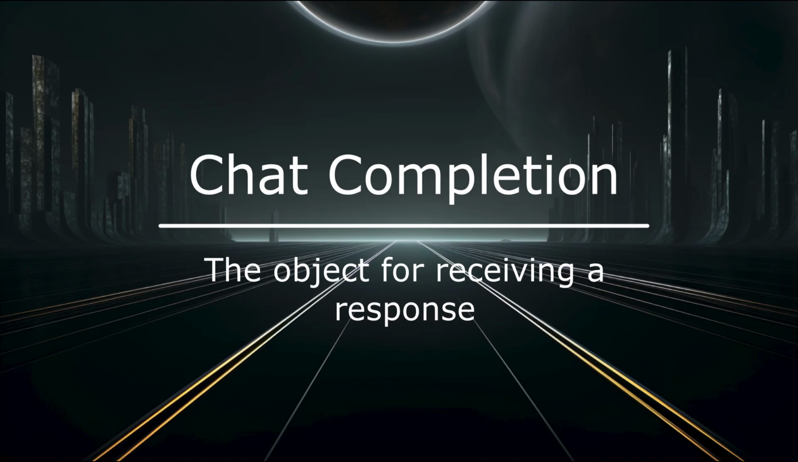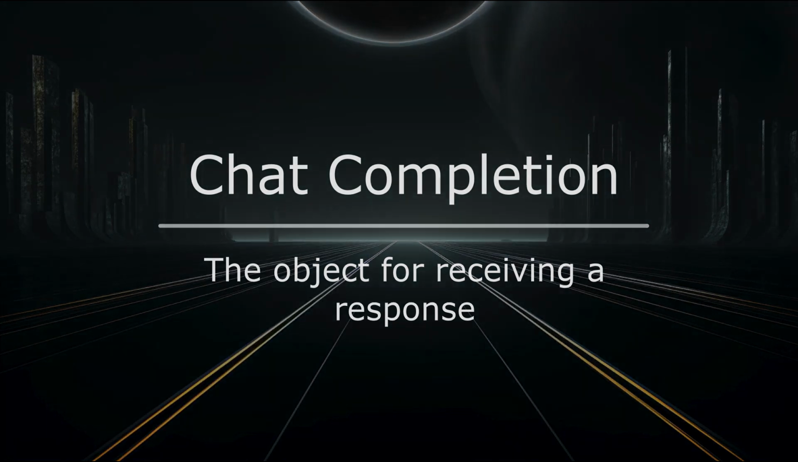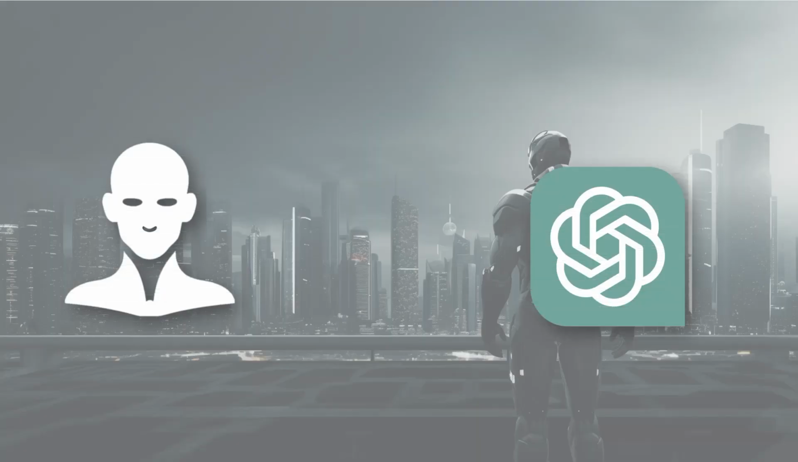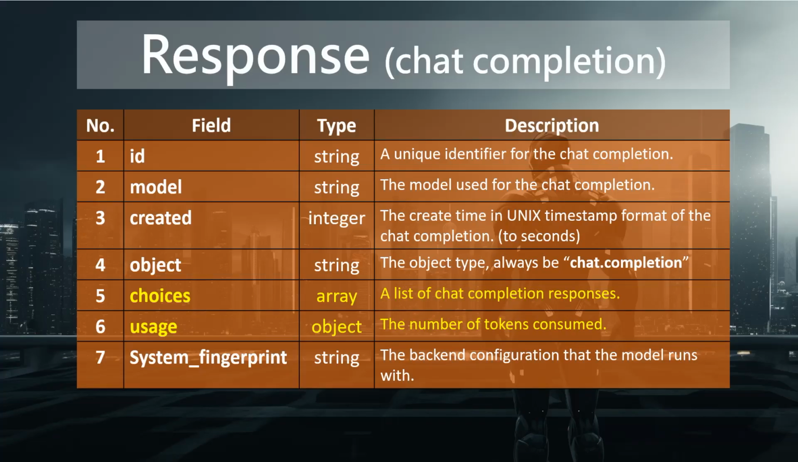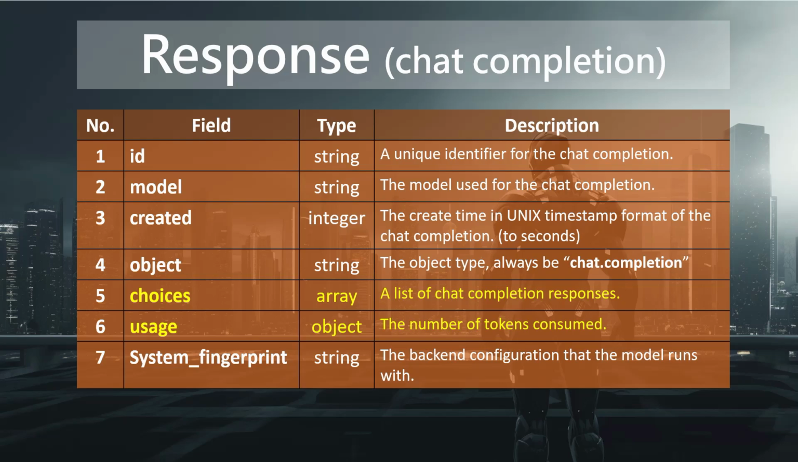Hello everyone. In this video, let's look at what the GPT model returns to us after receiving the request body object. The JSON object returned from the GPT model is called a chat completion. Similar to the request body object, the basic info contained in the chat completion is shown on this list. You can find the data type and the definition of all of them.